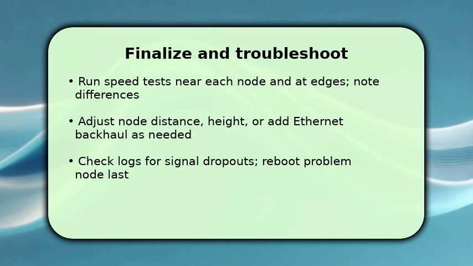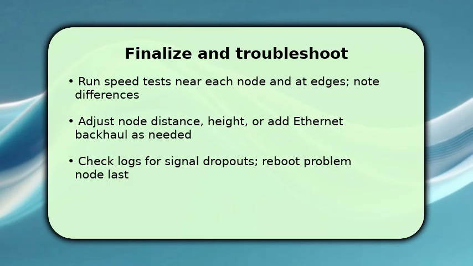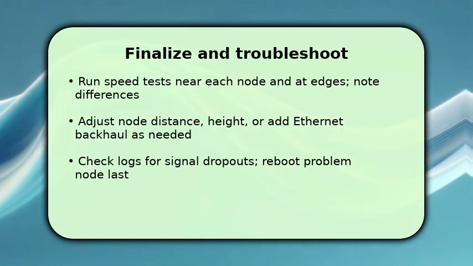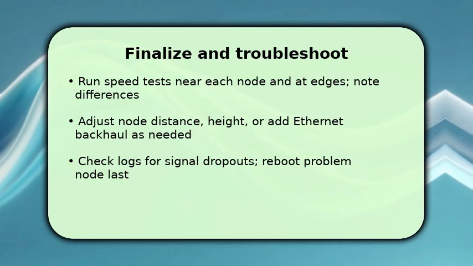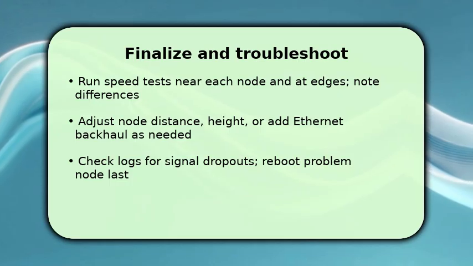You finish by validating coverage. Run speed tests at nodes and problem spots, then adjust placement for consistent signal. If a node shows low throughput, move it closer or add an Ethernet backhaul. This often fixes throughput collapses.